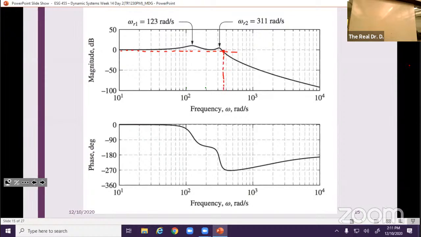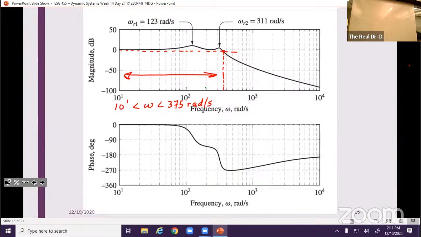100, 200, 300. Call it like 375-ish, right? Call it like 375. So my bandwidth is this region here. So you would say, because it's on the plot, like that. Okay, so that's bandwidth.